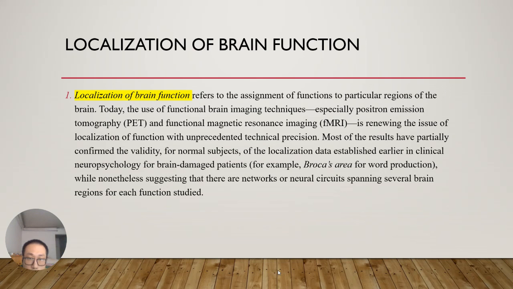Localization of brain function refers to the assignment of functions to particular regions of the brain. Today, the use of functional brain imaging techniques, especially positron emission tomography and functional magnetic resonance imaging, is renewing the issue of localization of function with unprecedented technical precision. Most of the results have partially confirmed the validity for normal subjects of the localization data established earlier in clinical neuropsychology for brain-damaged patients, for example, Broca's area for word production, while nonetheless suggesting that there are networks or neural circuits spanning several brain regions for each function studied.